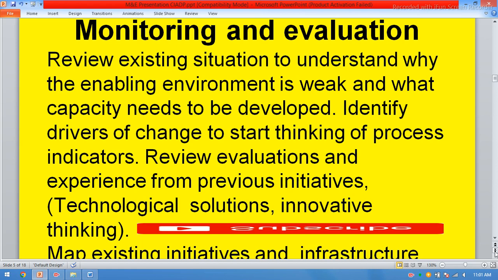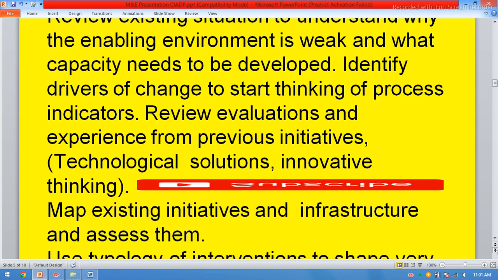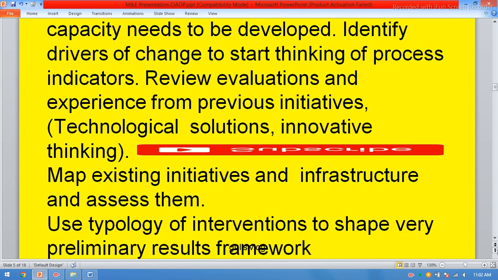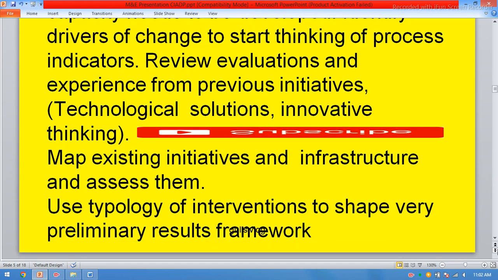technological solutions, innovative thinking, mapping existing initiatives and infrastructure and assess them. Use typology of intervention to shape very preliminary result framework.